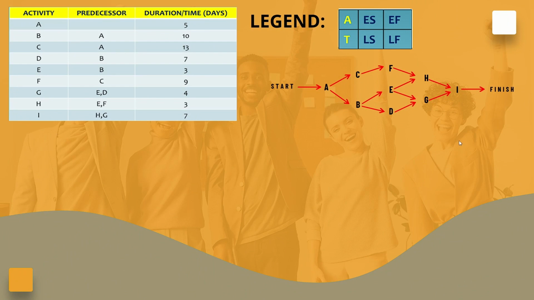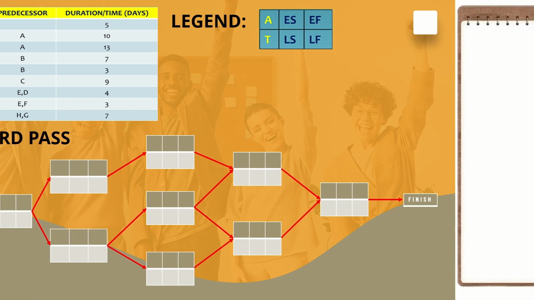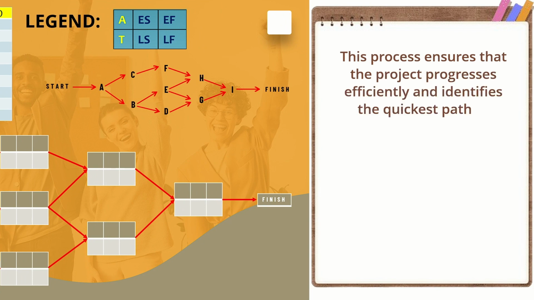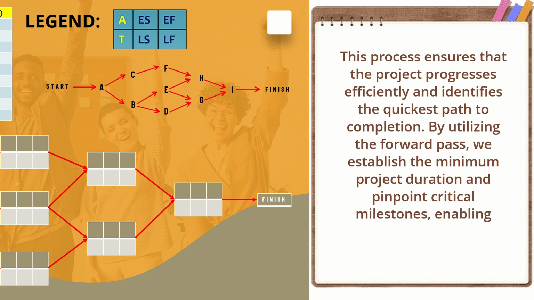Now, let's perform a forward pass by analyzing the project network diagram from the beginning to the end, calculating the earliest start and the earliest finish time for each activity. This process ensures that the project progresses efficiently and identifies the quickest path to completion. By utilizing the forward pass, we establish the minimum project duration and pinpoint critical milestones, enabling precise and proactive project planning.